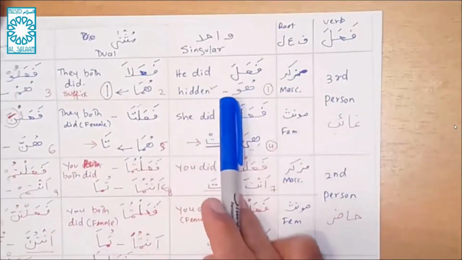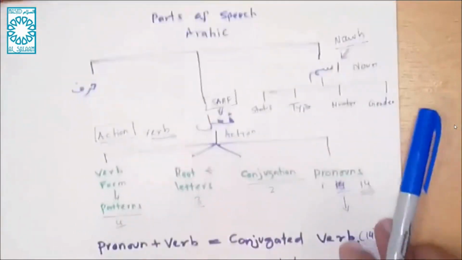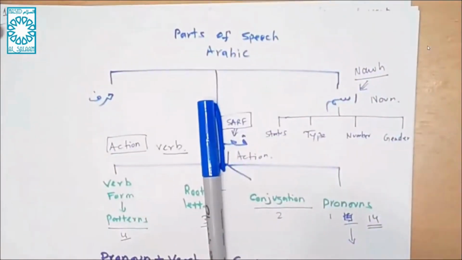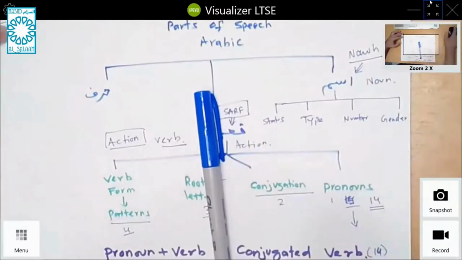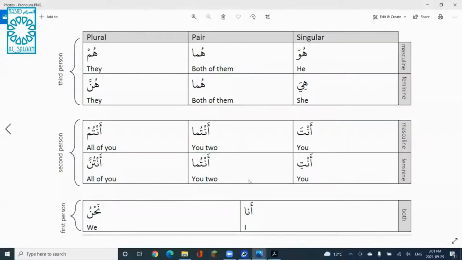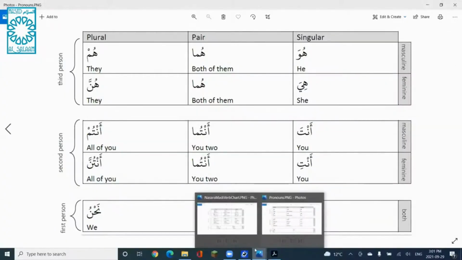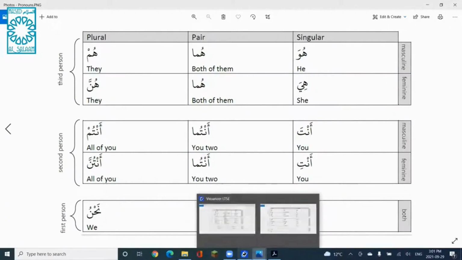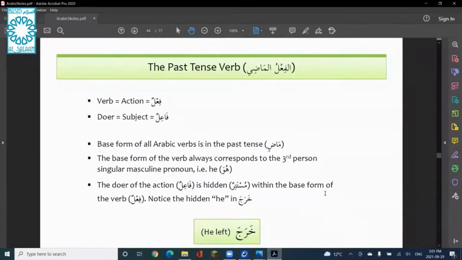So before I get to that, let me give you another way to explain these things in a different format, and then I'll come back to this chart. So if you look at this, let's go back to over here. Okay. So fi'l madi, the past tense verb, al-fi'lul madi. A fi'l is a verb, is an action. The doer is the subject. Another name for doer is subject. And in Arabic, we call it fa'ilun.